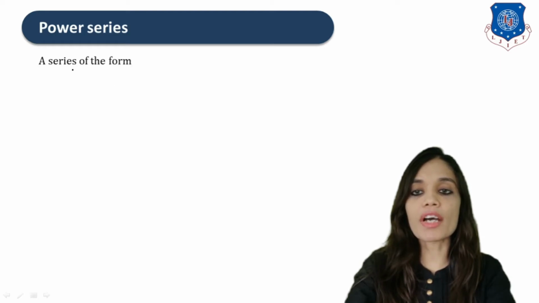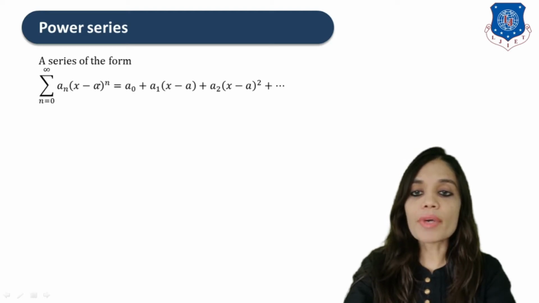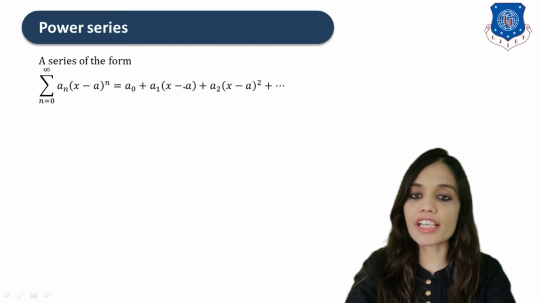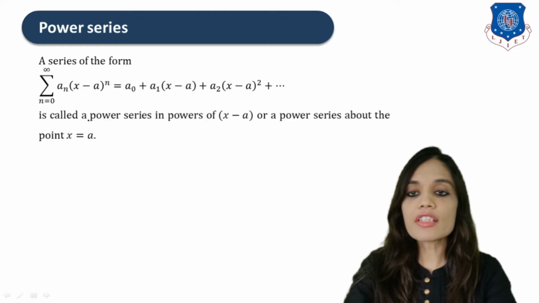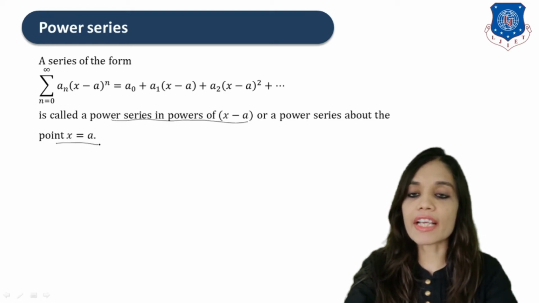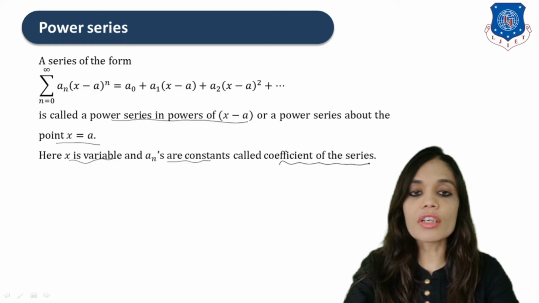Now let us move on to our next topic, that is power series. Okay. So what is known as a power series? A series of the form summation n equals 0 to infinity an times x minus a whole raised to n, which can be written as a0 plus a1 times x minus a plus a2 times x minus a whole square plus and so on, is known as a power series in powers of x minus a, or it is also known as a power series about the point x equals a. Okay. So here x is a variable and all the an's are constants and are called coefficients of the series.